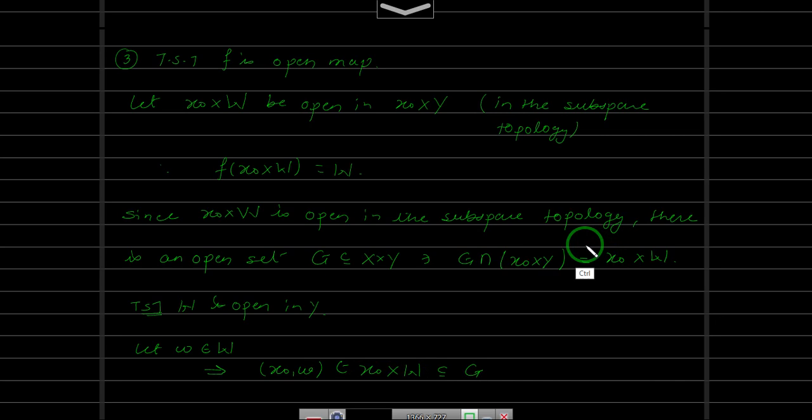Okay, why is this so? Because x naught cross W is a G intersection some set. That means this x naught cross W will be a subset of G, and that's why we have written x naught cross W a subset of G.